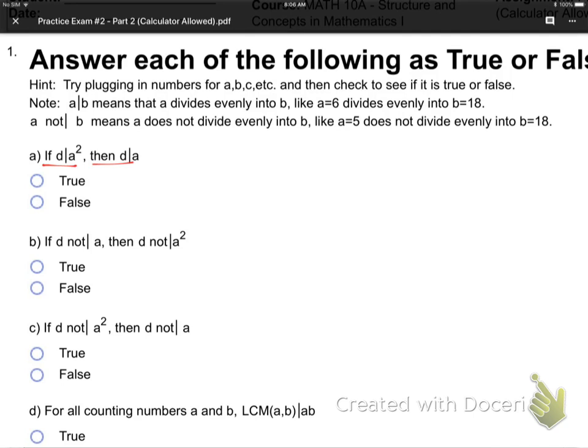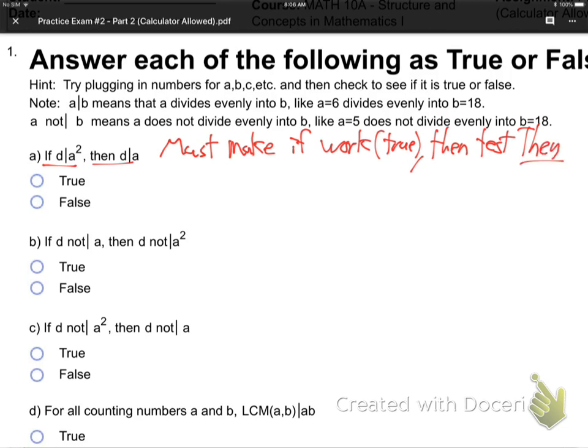And the way if then questions work is you must, oops, let me get that straight here. You must make the if work, become true. Then test the then part.